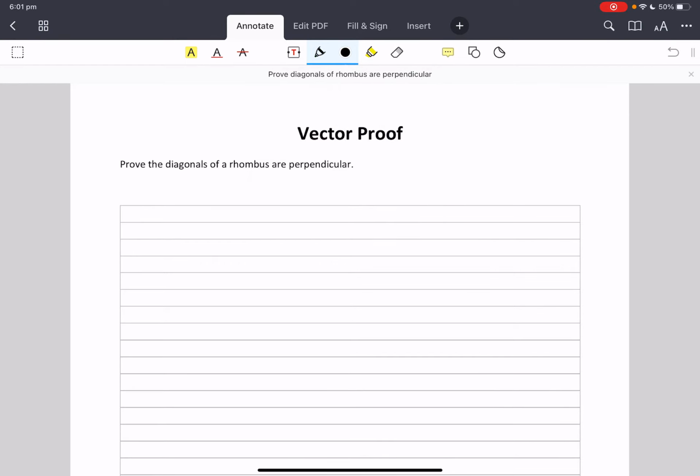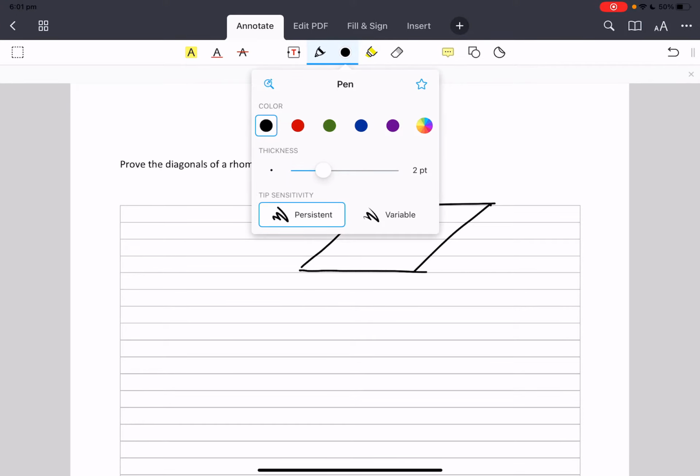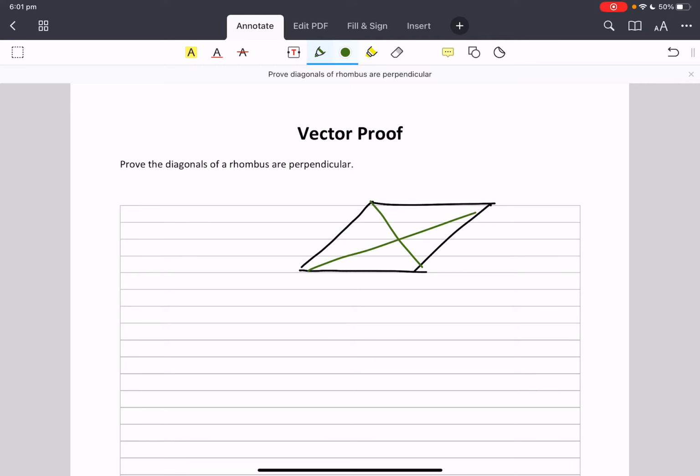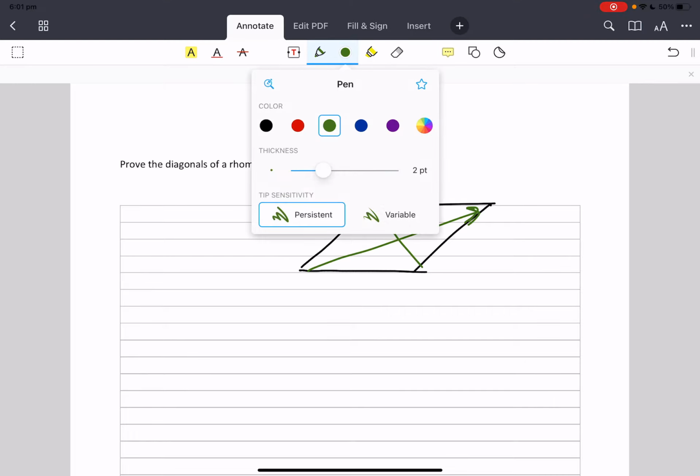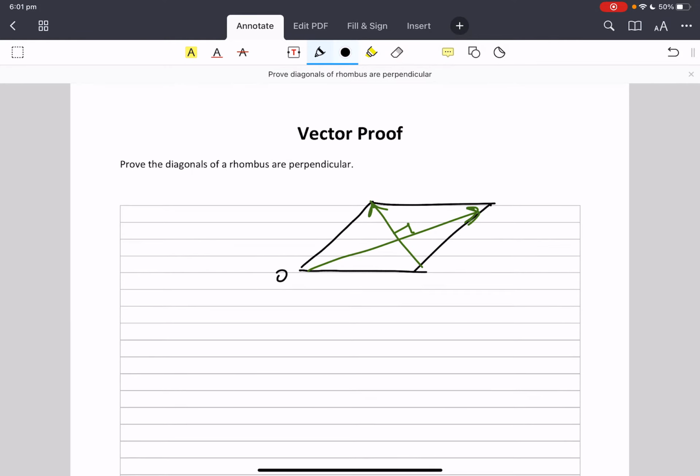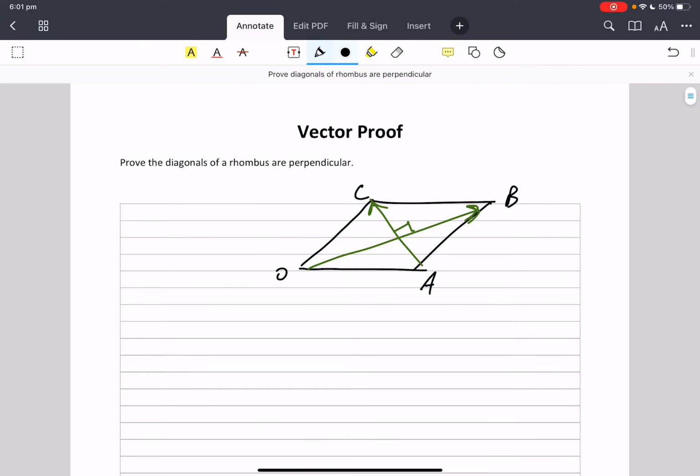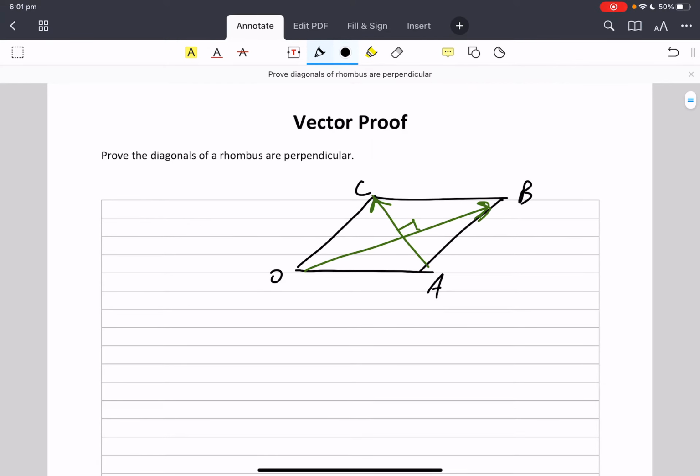Vector proofs. Let's go. Rhombus. We're wanting the diagonals to be perpendicular. If these are vectors, then the dot product of those two vectors would be 0 if they're perpendicular. So there's our challenge: to do the dot product and get 0.